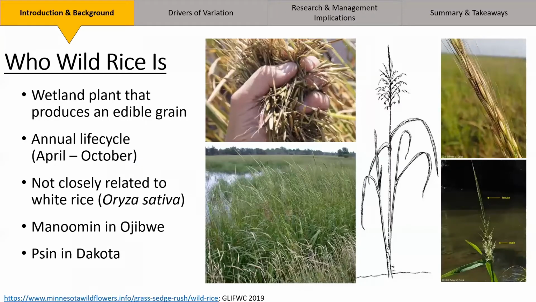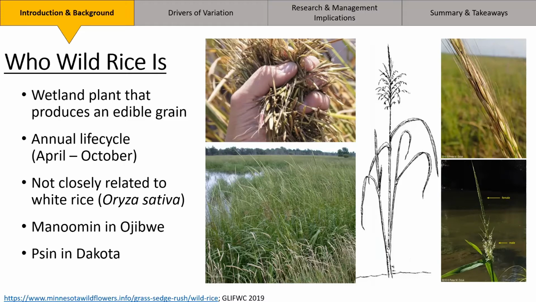Starting with who wild rice is: an annual aquatic macrophyte that produces an edible grain and is found almost exclusively in Midwest wetlands. It has an annual life cycle, germinating in the spring and then dropping its seeds in the fall and dying. Seeds stay dormant in the sediment over the winter and germinate the following spring, restarting the cycle. It is not closely related to white rice.